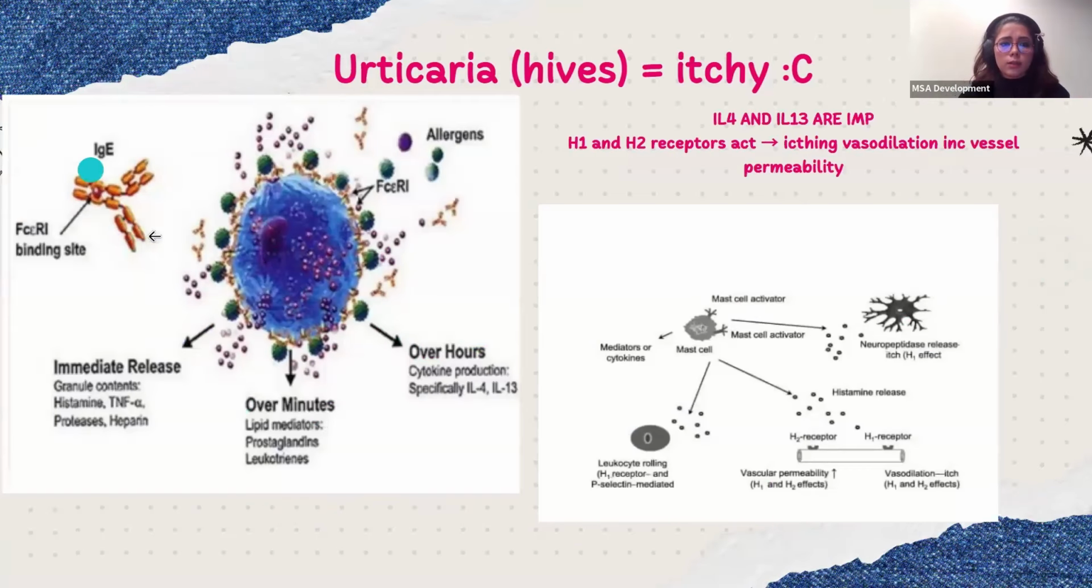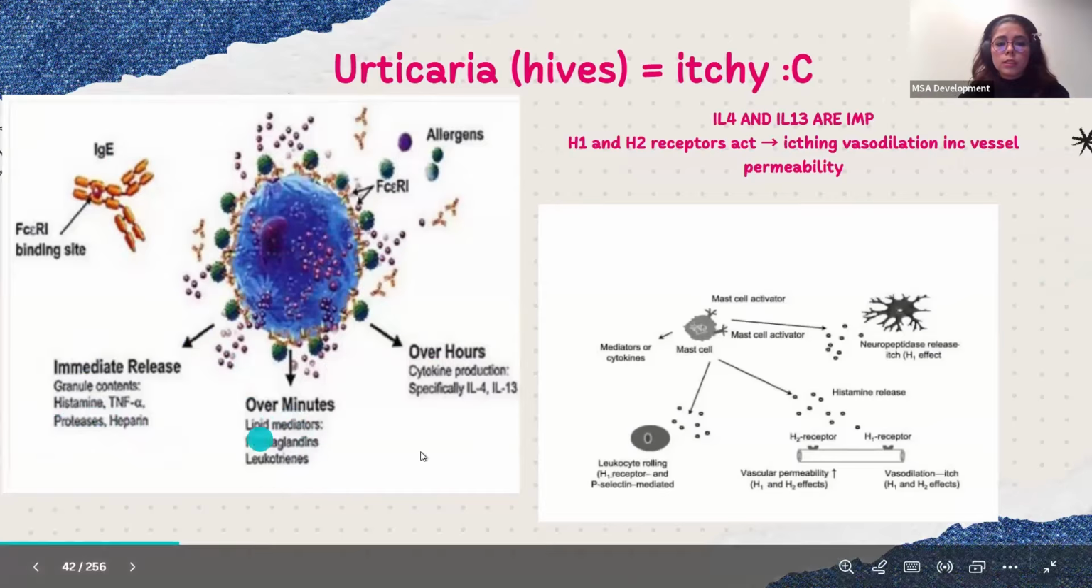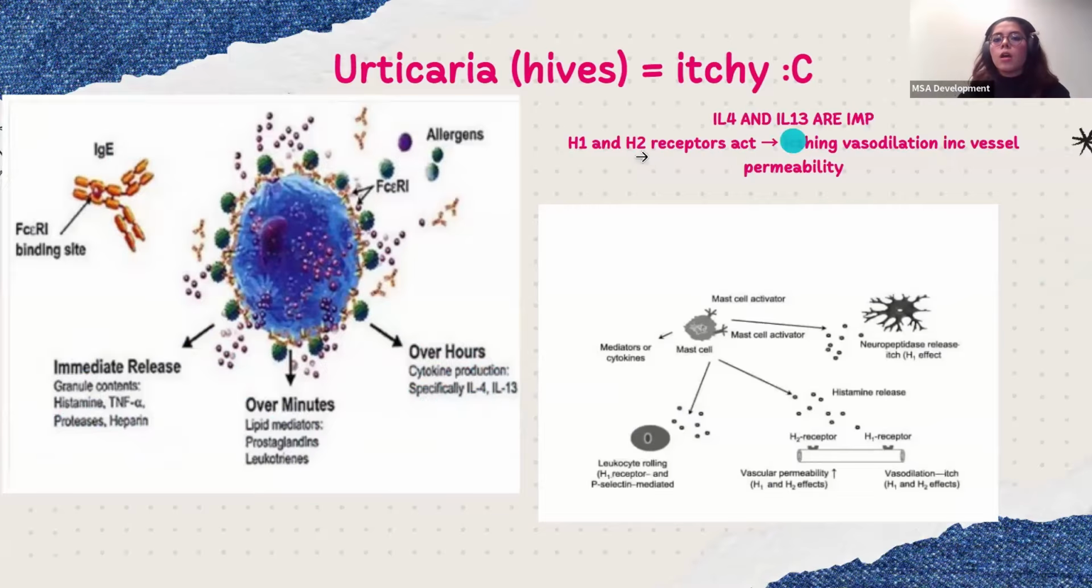These are schematics of what I was just explaining. Histamine, tumor necrosis factor alpha, proteases, heparin, prostaglandins, leukotrienes, interleukin over hours, cytokine production, interleukin 4, interleukin 13. H1 and H2 receptors act, causes itching, vasodilation, and increased vessel permeability. There would be some edema. I don't know if you guys have had an allergic reaction before, but there would be some sort of edema involved.